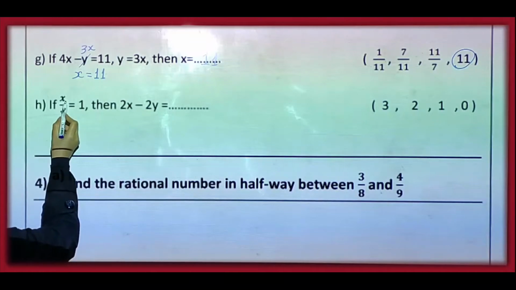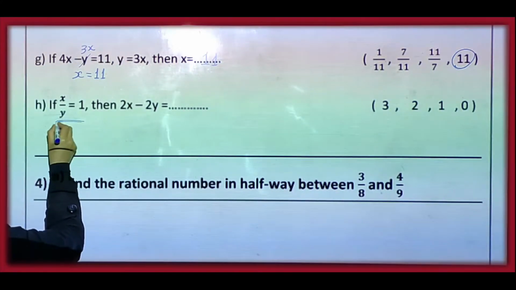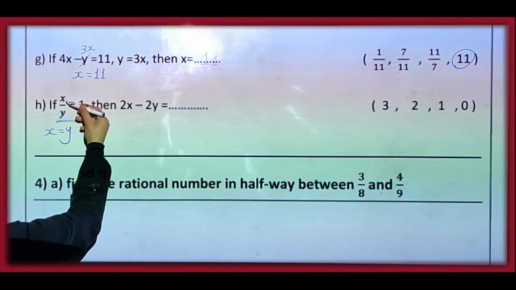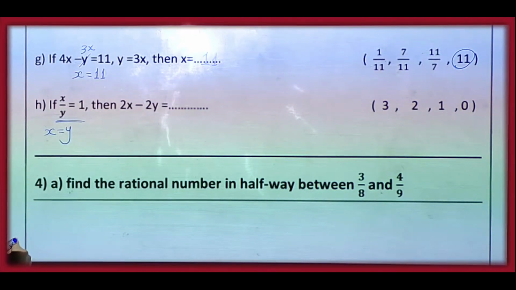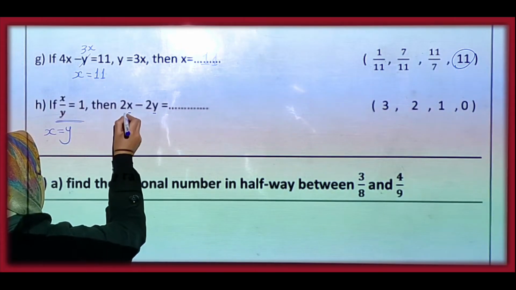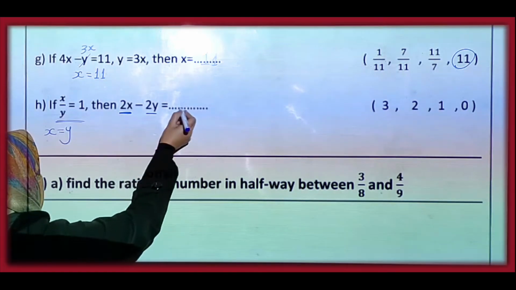Letter H, if x over y equal 1, from this equation we find x equal y, because any number over itself equal 1. Then 2x minus 2y equal what? We know x equal y, therefore 2x minus 2y equal 0.